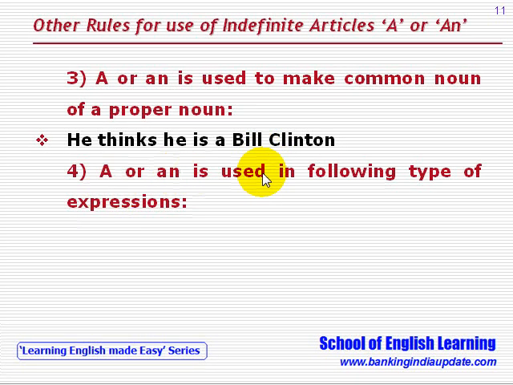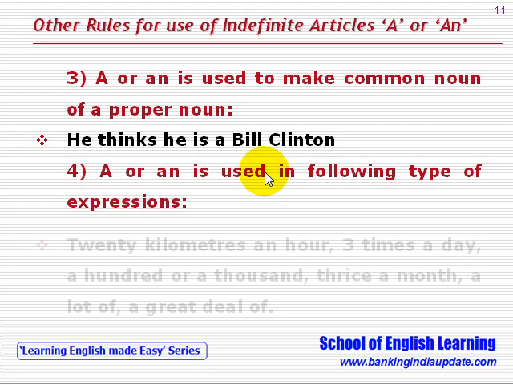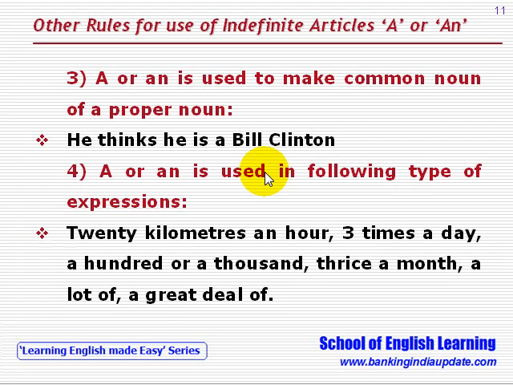A or an is used in the following type of expressions. 20 kilometers an hour. 3 times a day. 100 or 1,000. Thrice a month. A lot of. A great deal of. So in all such expressions, a or an is used.